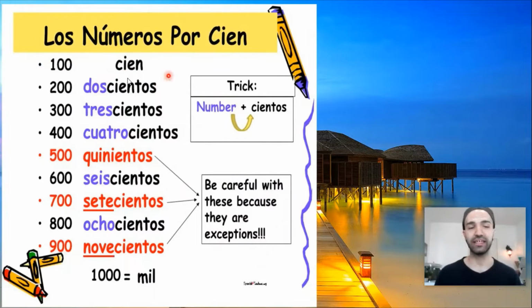100. 200. So, as you notice here, dos, 200, 100. So it's like we are saying 2 times 100 and it will become 200. 300, 400, 500. Here pay attention, be careful.